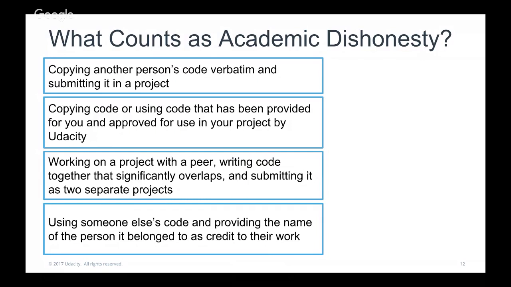So the first one, copying another person's code verbatim and submitting it in a project. This, yes, absolutely counts as academic dishonesty. Hopefully that was an easy answer for all of you. But under any circumstance, it is never okay to use another person's code and submit it in one of your projects. And this is for multiple reasons, but ultimately you're all here to learn and grow in your careers.